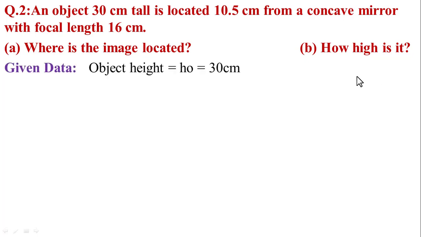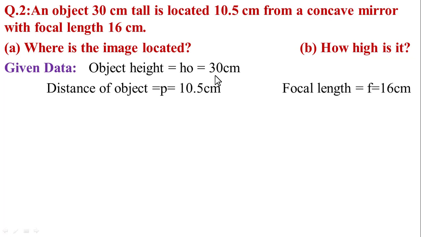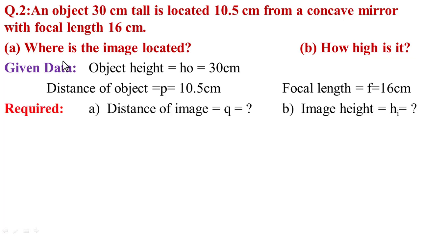So, in the given data, object height h naught is equal to 30 centimeter and the distance of object p is equal to 10.5 centimeter. Focal length f is equal to 16 centimeter. Now required: in the first part, the image location, so the distance of image q is equal to question mark, and in part B, how high is it, so image height hi is equal to question mark.